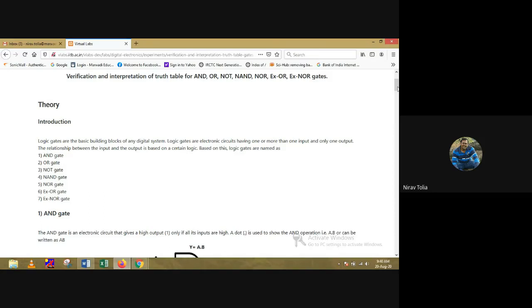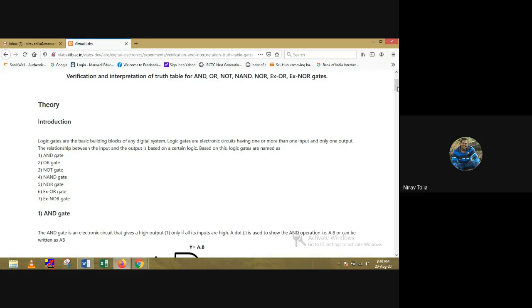of any digital system. Suppose you want to make an adder or a subtractor, or a multiplexer or demultiplexer, encoder, decoder; these are all combinational circuits. Then you have to design a flip flop, which is a sequential circuit.